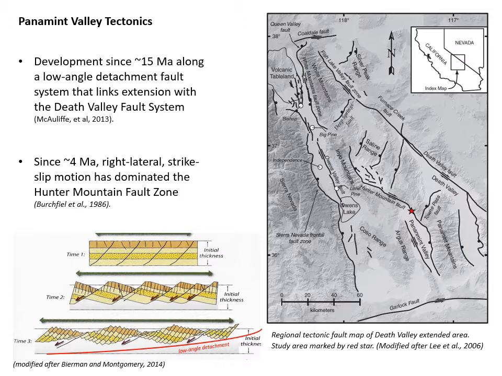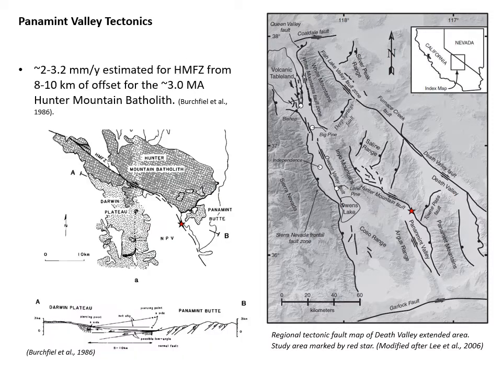Panamint Valley is thought to have developed since 15 million years ago along a low-angle detachment fault system that links extension with the Death Valley fault system, illustrated by the diagram in the bottom left. And then you can see the study area that I'll be investigating, marked by the red star. I'm going to be comparing the amount of displacement for channels through the study area to a previous slip rate estimated from the Hunter Mountain batholith a few kilometers to the north.